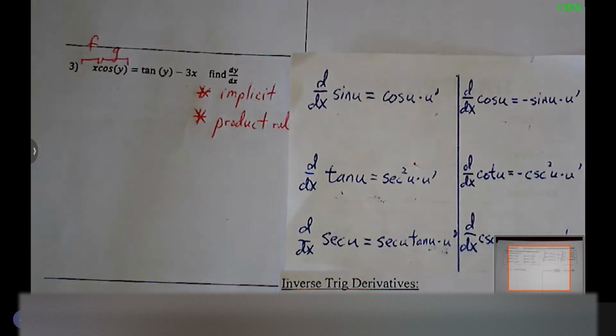Okay, so the implicit portion of this problem, we're expecting some dy/dx's, right? So you see how you have 2 y's in the original equation. So we're expecting 2 dy/dx's with our derivative of y.